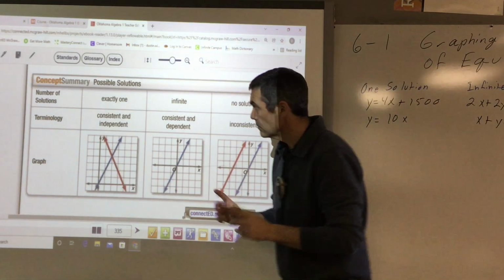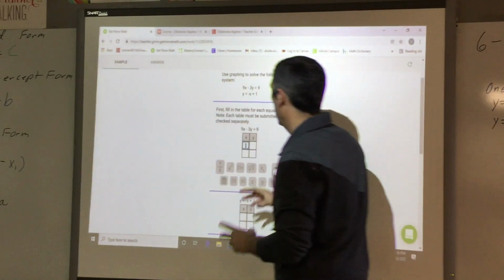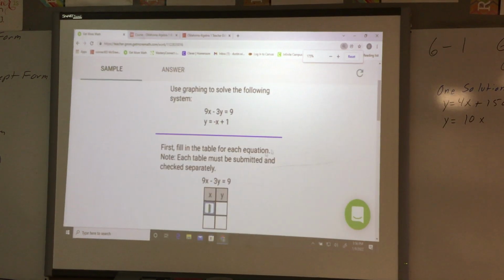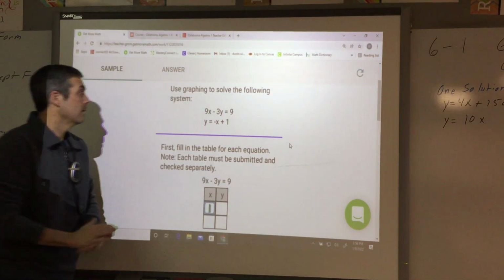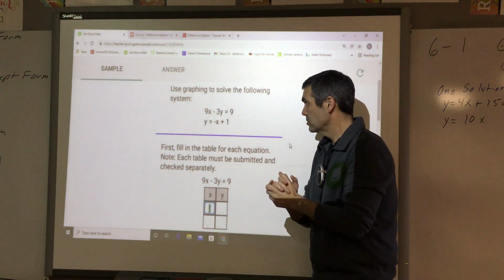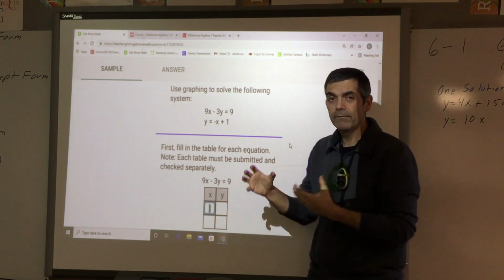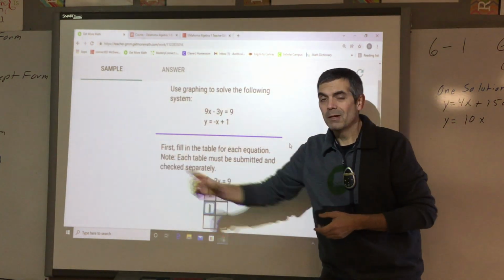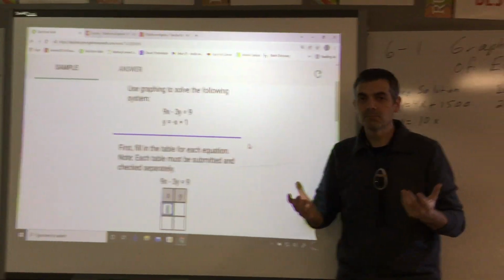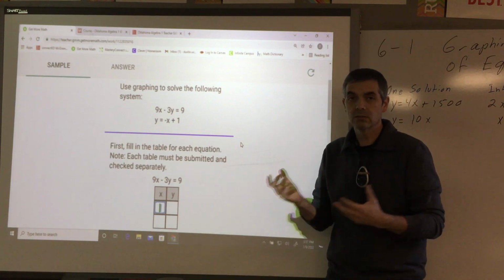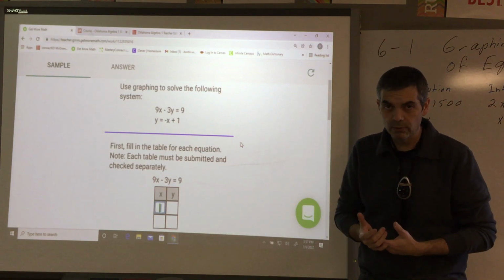Now we're going to take this and solve a system, and I'm going to blow that up so we can see it a little better. How's that? All right. So here we use graphing to solve the following systems. We have two equations of our lines. One's in standard form, one's in slope-intercept form. We don't care about that. It's perfectly fine if one's in one form and one's in another. We just need to be able to graph both of our lines.